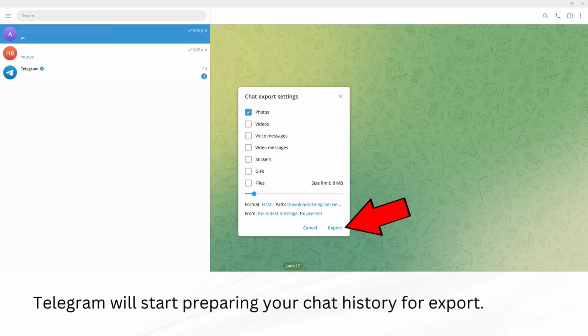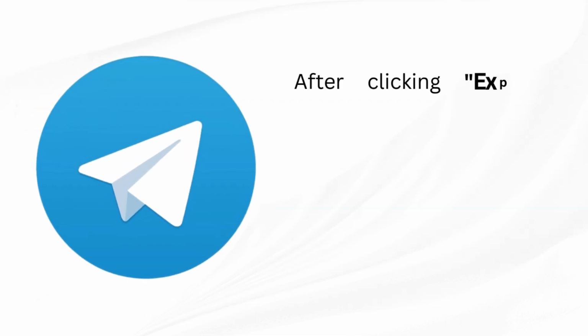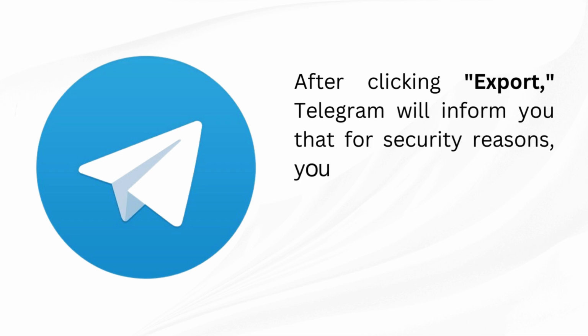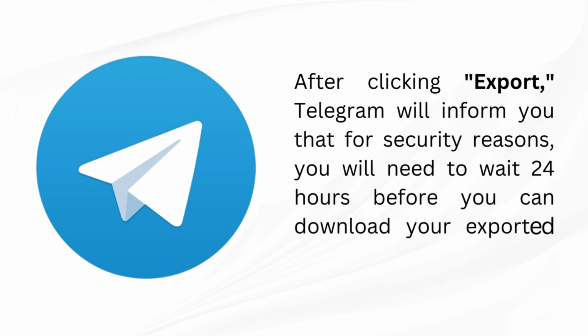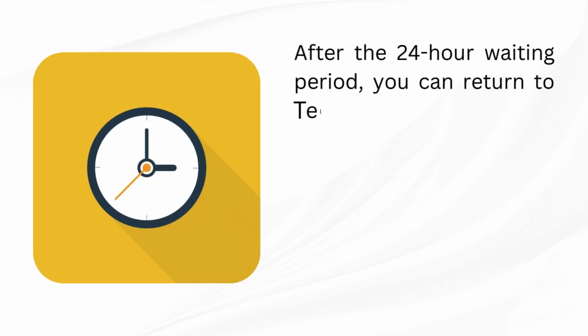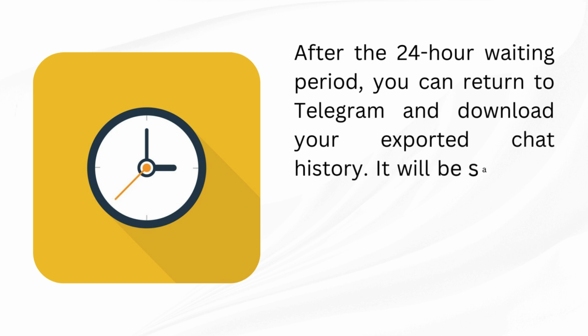Telegram will start preparing your chat history for export. After clicking Export, Telegram will inform you that for security reasons, you will need to wait 24 hours before you can download your exported data. After the 24-hour waiting period, you can return to Telegram and download your exported chat history.